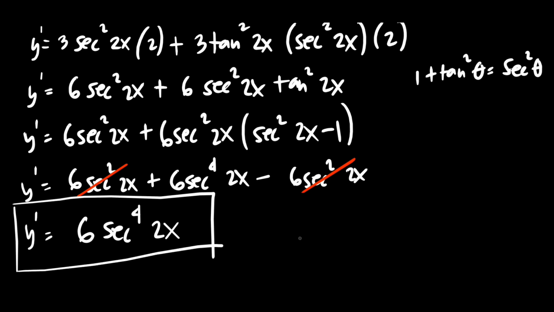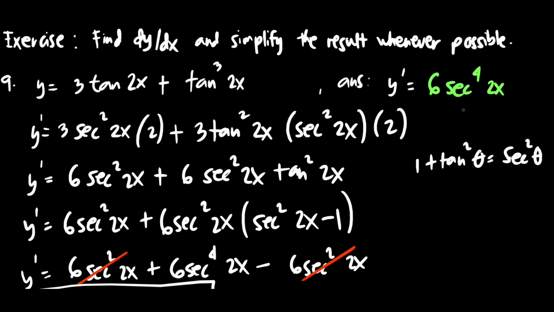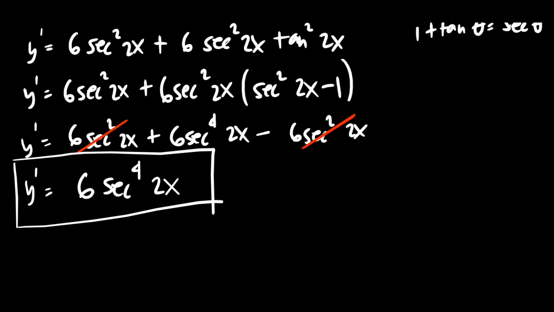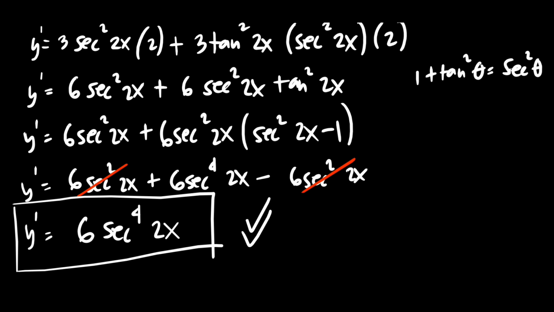So let's check if our answer is correct. 6 secant raised to the power 4 of 2x. So our answer here is correct. Let's proceed to another number.